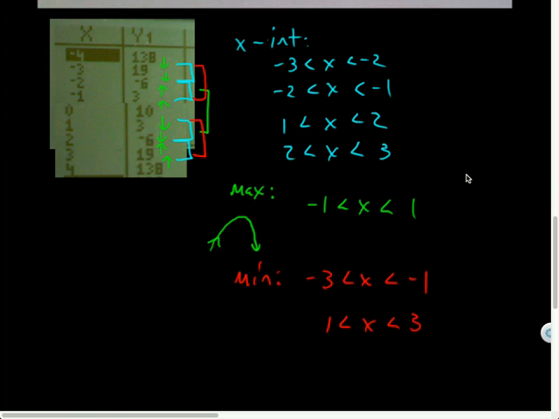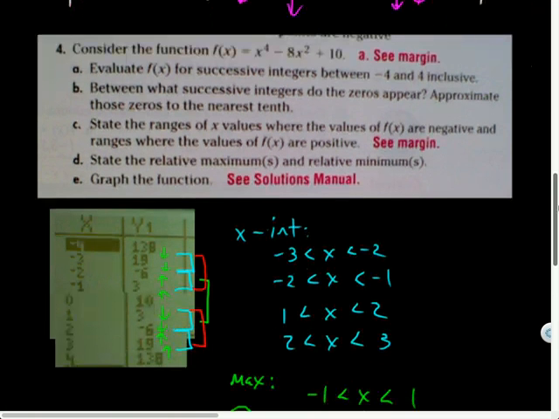So let's see. I don't even know if I started analyzing this right. Let's see. Where do the zeros appear? That's what we did there. They said to approximate the zeros to the nearest tenth. Well, typically I would actually have zoomed in the tables and plugged in some values closer.